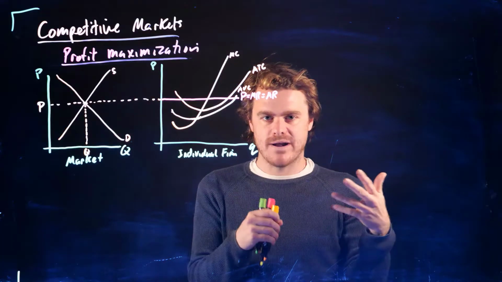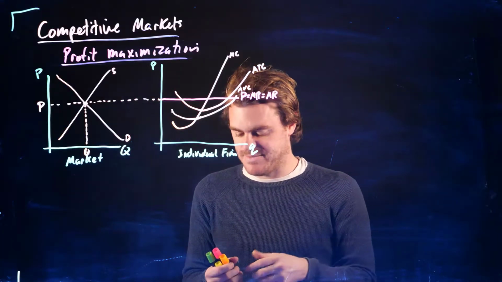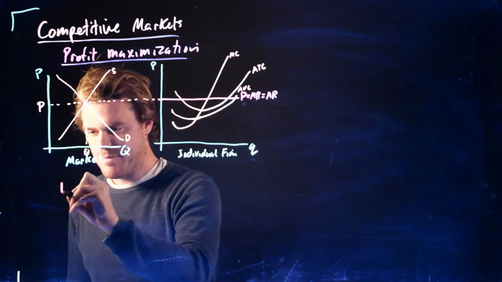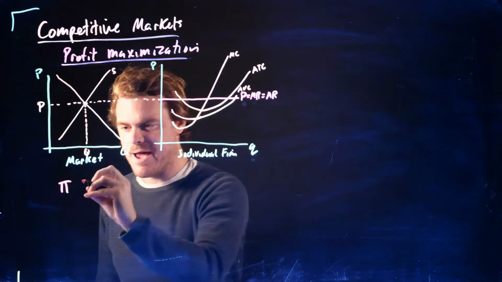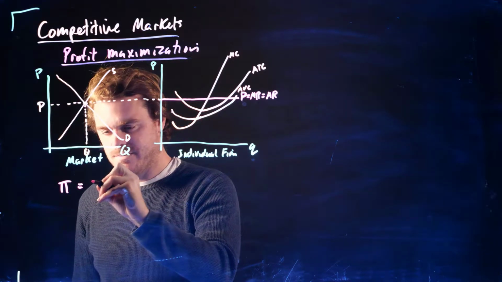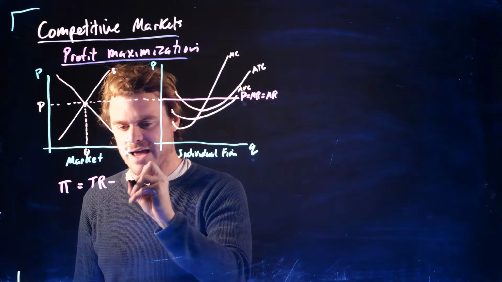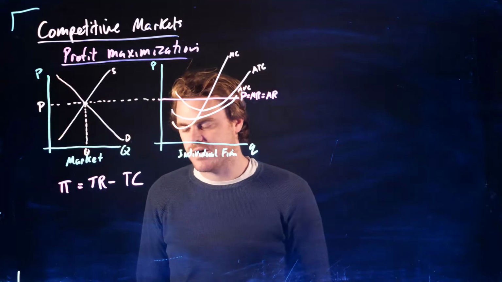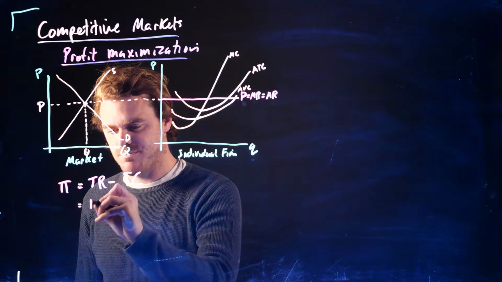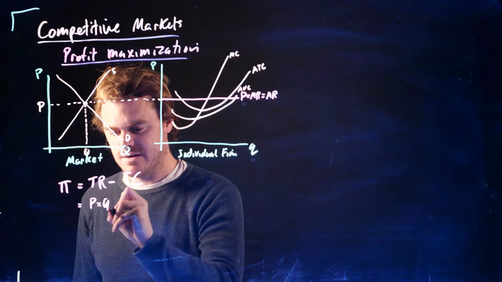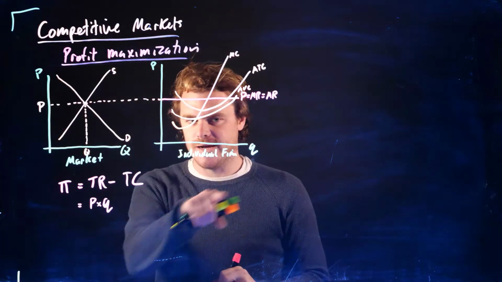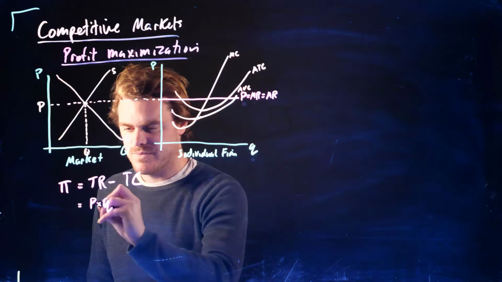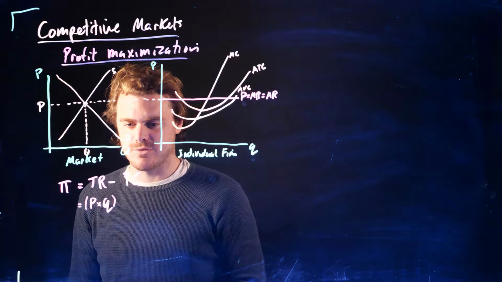Okay, now we're ready to talk about profit maximization. Remember profit, which we're going to denote as pi, equals total revenue minus total cost. Another way to think about total revenue, remember, is price times quantity. I'm going to put a small q here because it's an individual firm. So that's another way of saying total revenue.